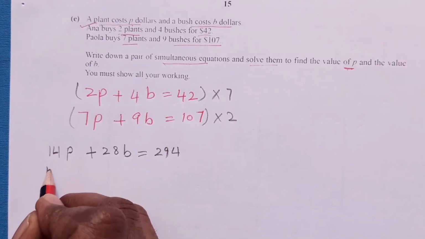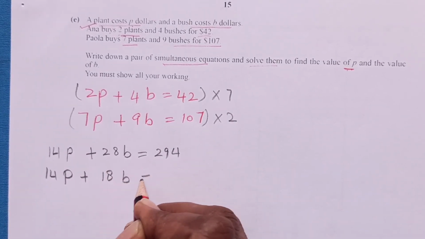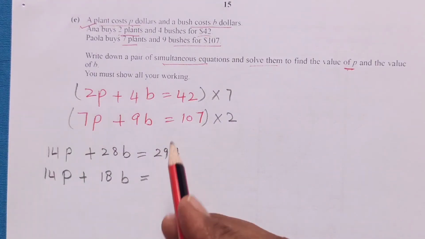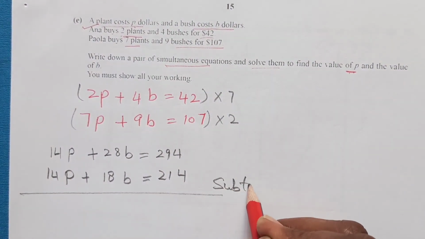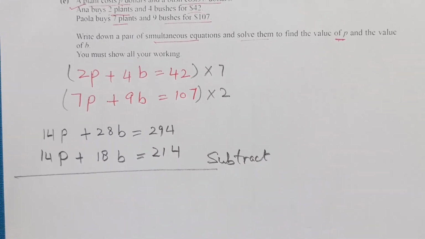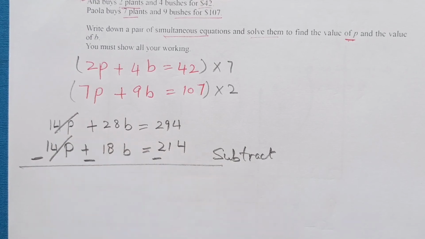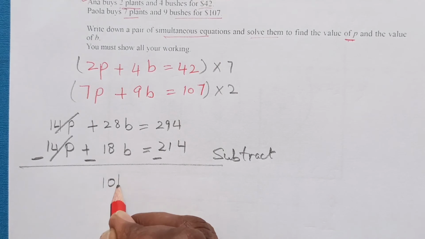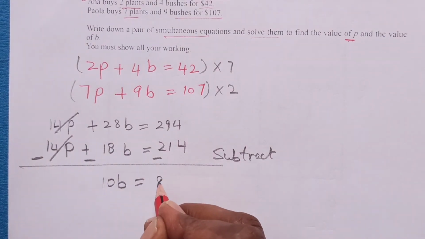Now multiply this. 7 times 2, 14P, plus this is 18B equals 107 times 2, which is 214. Now we will subtract the equations. When you subtract, you need to change the signs of the lower equation like this. Then 14P minus 14P is gone. 28 minus 18 is 10B, and 294 minus 214 is 80.